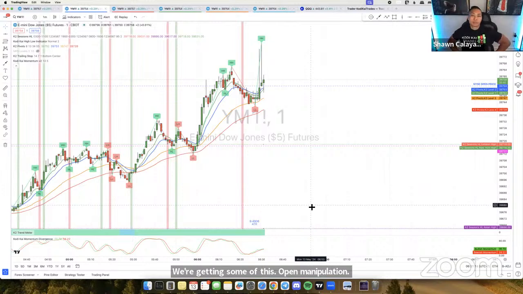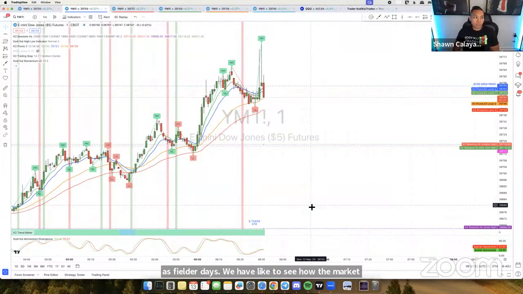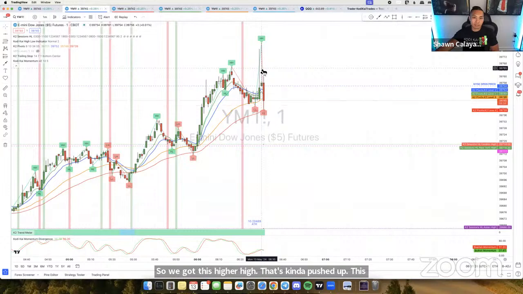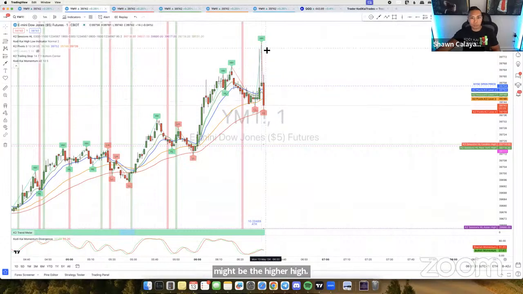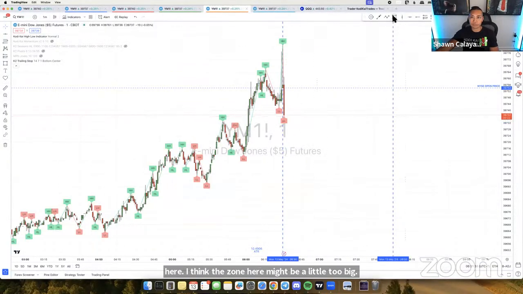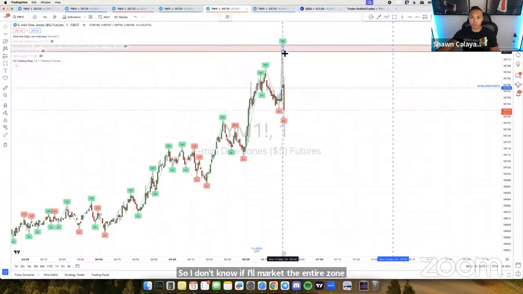As you guys know, on Monday, we typically use Mondays as feeler days. We like to see how the market moves, because typically, however the market moves today is how the rest of the market's going to move for the rest of the week. So we got this higher high that's kind of pushed up. This might be the higher high, might not. But if it is, we'll mark some structure up here. I think the zone here might be a little too big, so I don't know if I'll mark up the entire zone. I'll mark up a portion of it.